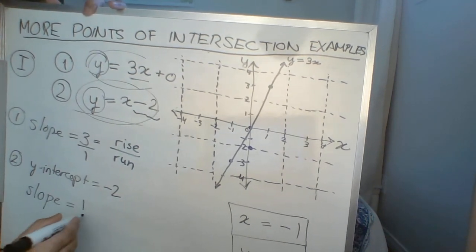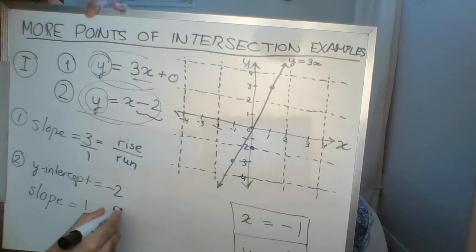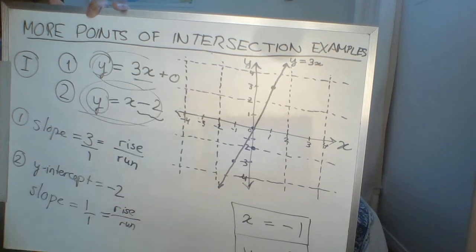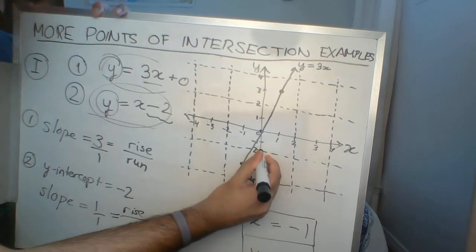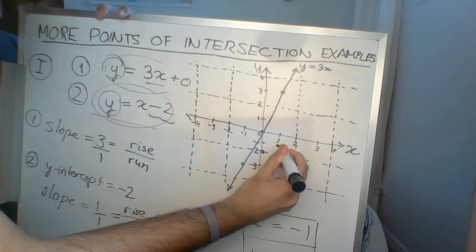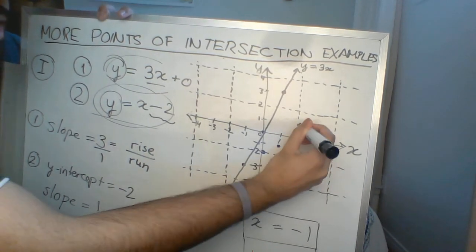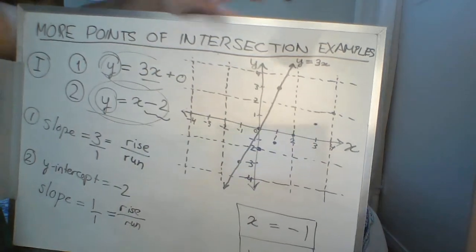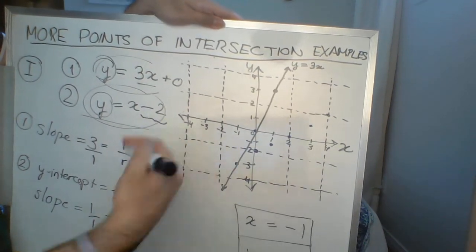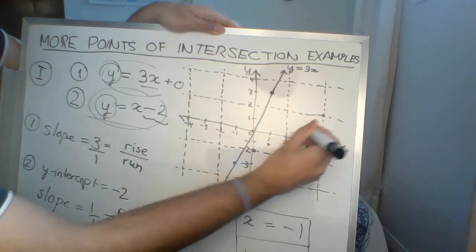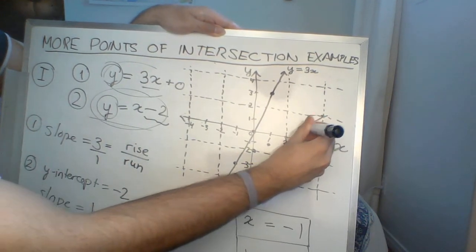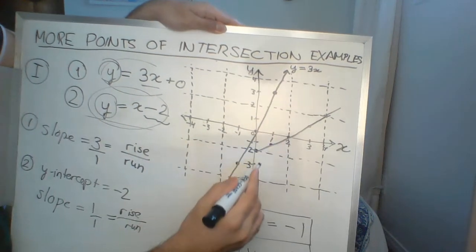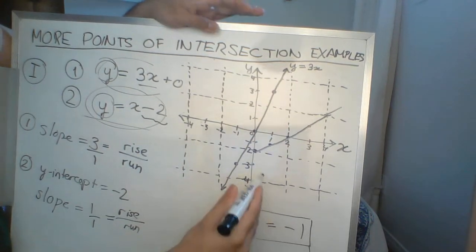Or basically, that's the same thing as saying that our rise over run is equal to 1 over 1. So for every 1 unit I go up, I've got to go 1 unit to the right. So from here, I go up 1 to the right, up 1 to the right, up 1 to the right, up 1 to the right. I've got a little bit of a problem because I haven't crossed the other line yet, right? If I just connect these dots, I'm only going to get up to about here before I stop. I know that line's slightly curved, but I think it gets the idea across still.